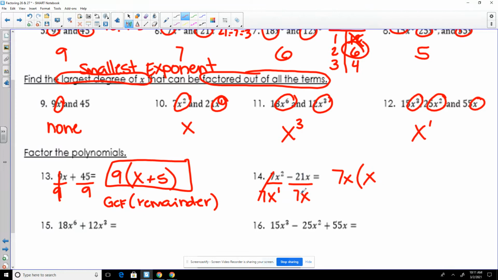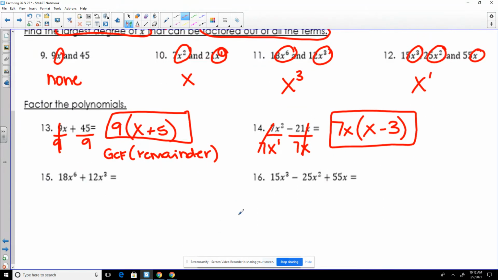Negative 21 divided by 7 is negative 3. And x over x is 1. And this is what my answer would be. My GCF, and after I factor out my GCF, my remainder is x minus 3. For 15, 18x to the 6th, 12x to the 3rd. This is where we said that our highest integer was 6, and our highest exponent was x to the 3rd. So our GCF is 6x to the 3rd.